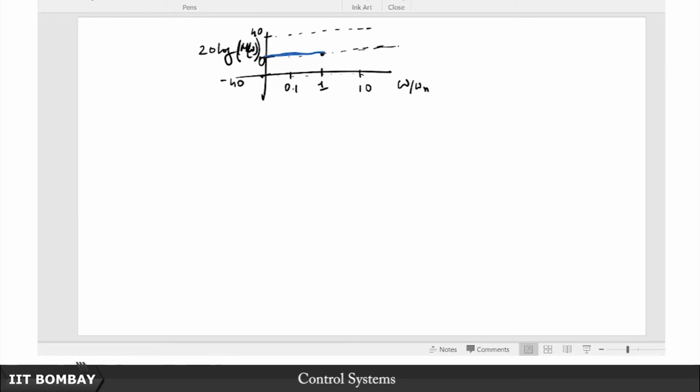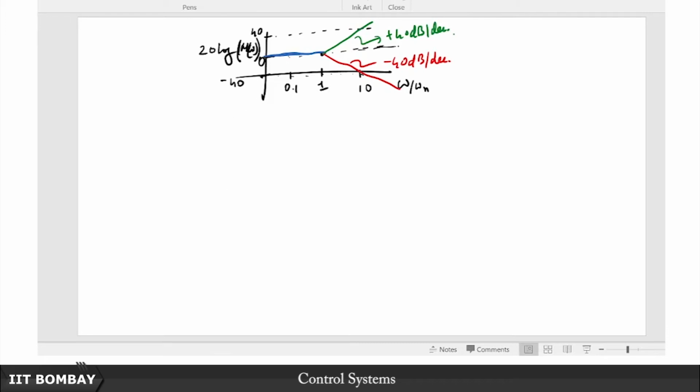this, which is now descending at minus 40 dB per decade. This is for the pole, and it would rise at plus 40 dB per decade for a zero, and it would seem like we are okay.